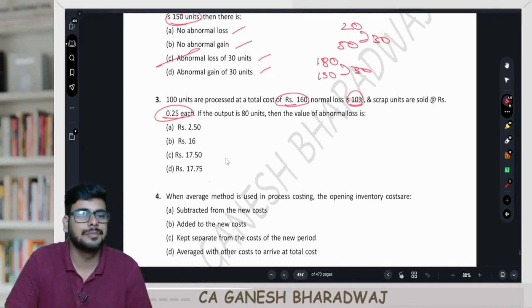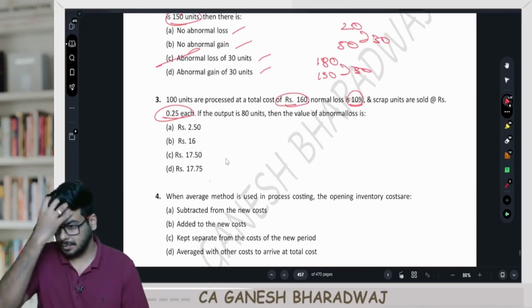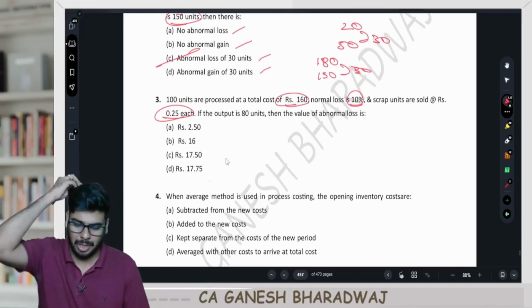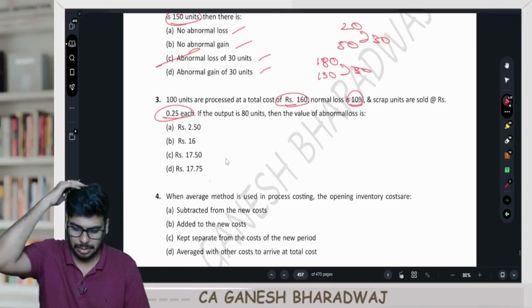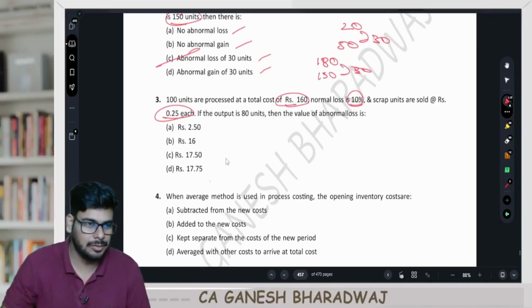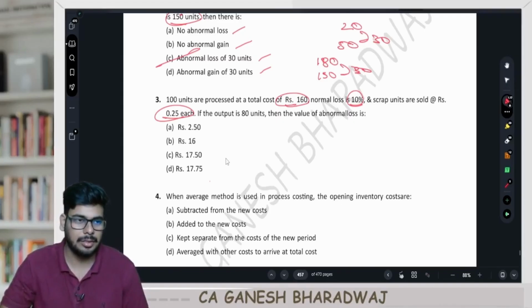Done? They've asked you to value the abnormal loss, that's all. Tell me what the abnormal loss value is. A, B, C, D. Why is it taking so long? It's fairly simple is what I thought.